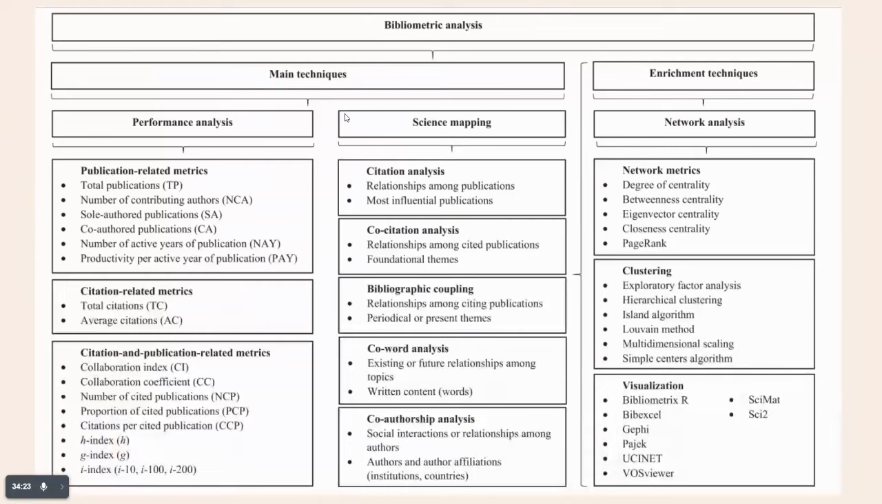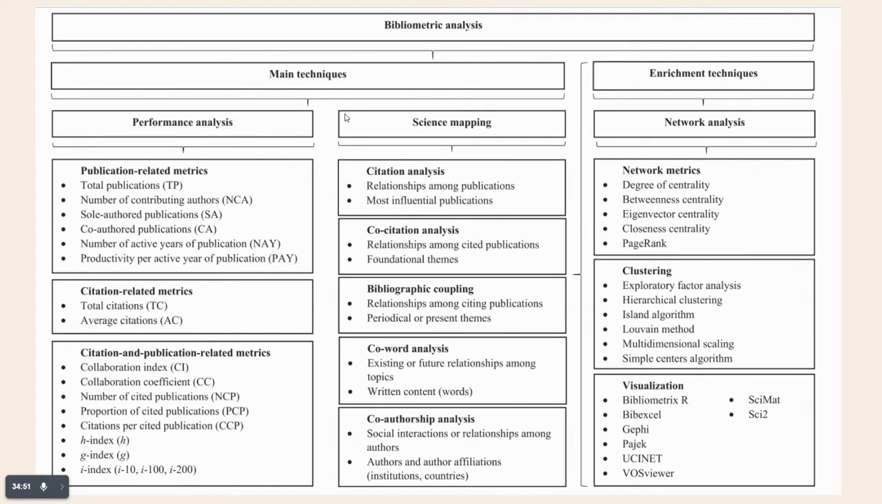So this is the bibliometric analysis. We have two techniques: the main techniques and the enrichment techniques. The main techniques are called the performance analysis and the science mapping. For the performance analysis, let me give you one example, a very famous journal from transportation engineering.